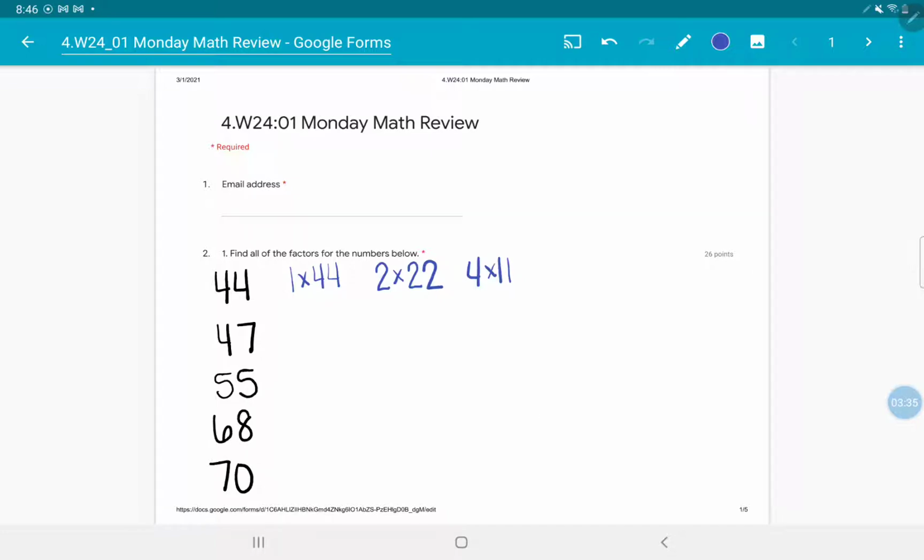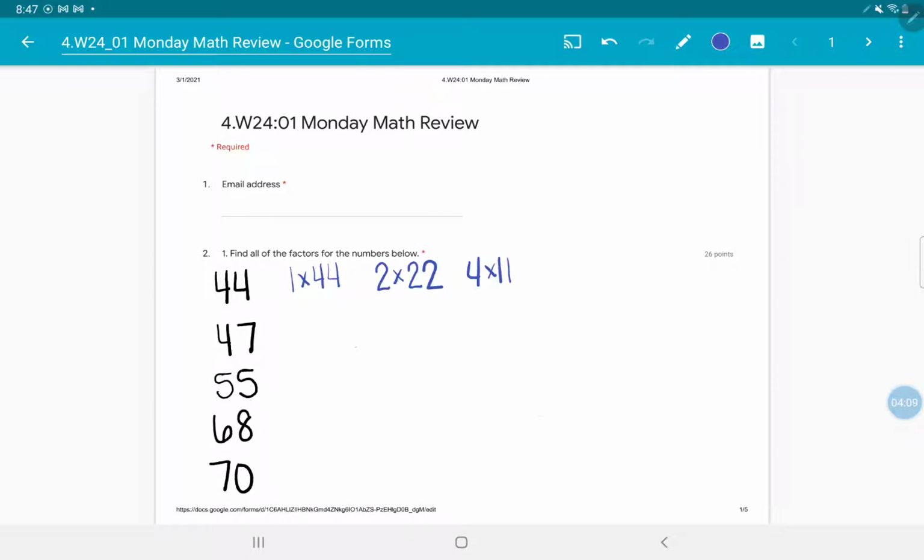Is 5 going to be a factor? No. How do I know if a number has a factor of 5, Olivia? Because then it would have a 5 or a 0. Very good. The ones place would either be a 5 or a 0. Okay. So how about 6? What's the closest we could get to 44 by using 6s? Yeah, 42. And then 6 more would be 48. So that's not going to work.